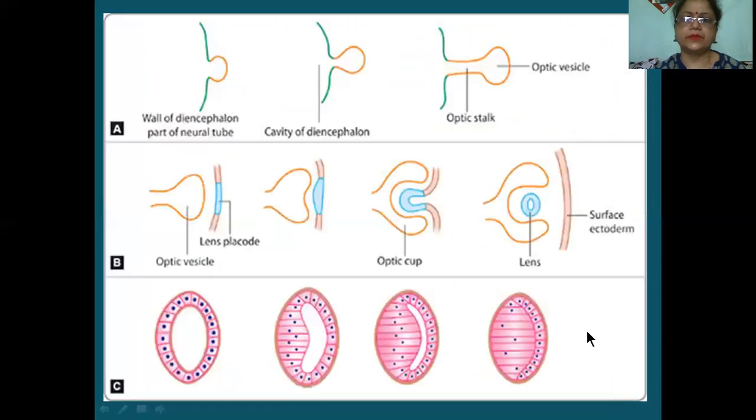Okay, here. Let's see this diagram. Here you can see the development of the lens very clearly. So wall of the diencephalon, part of the neural tube, cavity of the diencephalon. So how the optic vesicle has formed with the optic stalk. Same thing what I have told you just now. Okay. So here you can see, correlate like this.